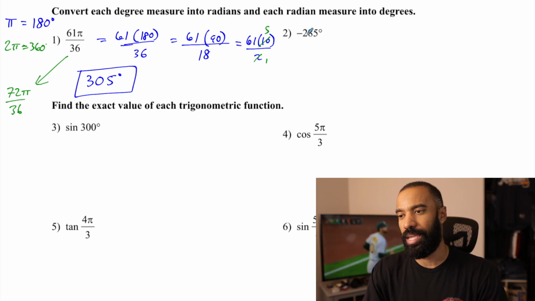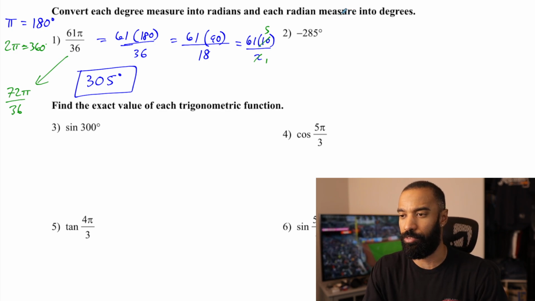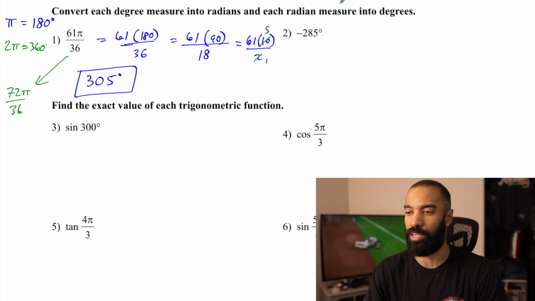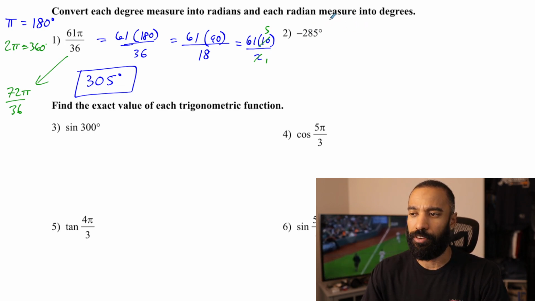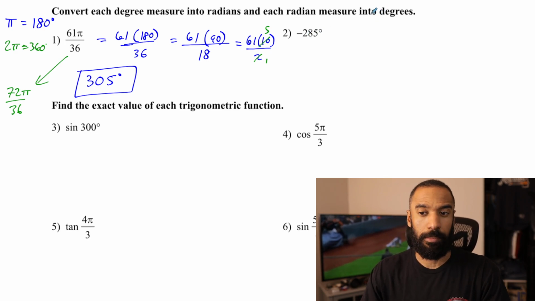All right, number 2, negative 285 degrees. I guess the answer is negative for what we're going to do. If you want a positive equivalent, I can eventually give it to you. But let's work this one out here. Now, this is converting into radians. We turn the 180, in essence, into pi.